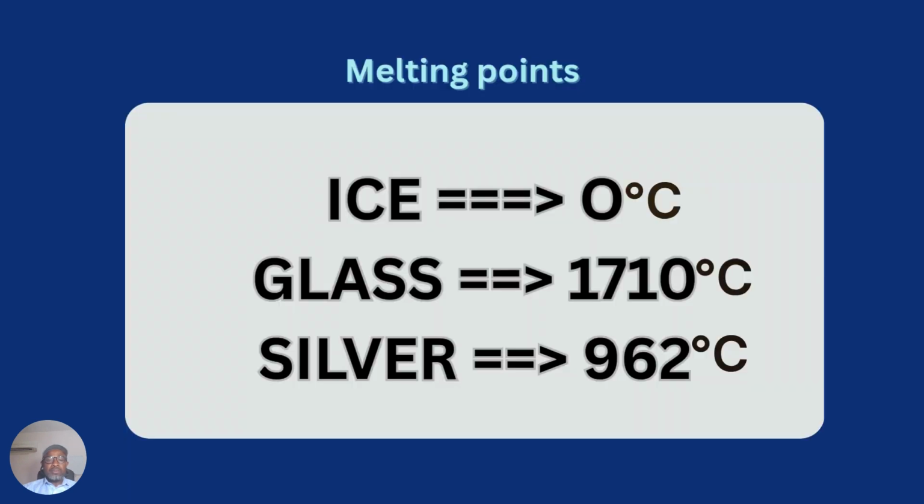let's look at these melting points. We have ice. The melting point of ice is 0 degrees centigrade. The melting point of glass is 1710 degrees centigrade. The melting point of silver is 962 degrees centigrade. Don't forget about this melting point. Some other substance, compounds, and material have their different melting points, but you just focus on these three.